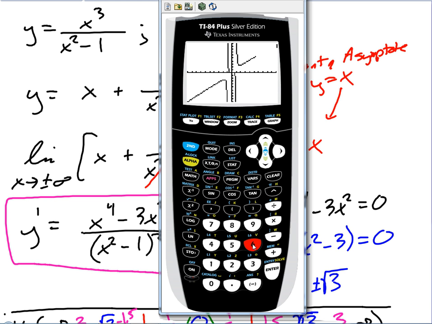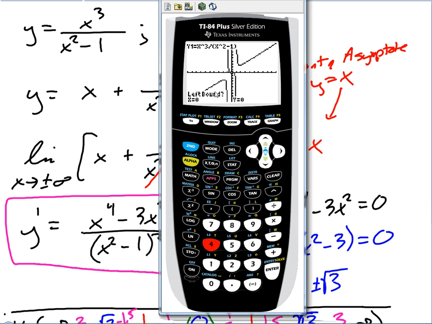If I want to find a maximum or a minimum, here's what I can do. I can go second calc, and let's say we want to find the left maximum. I just go down to 4. Do you guys know how to do this? Have you done this before? I just go down to maximum, and then I'm going to pick a left boundary and a right boundary and a guess. So I'm just going to, and I can type in a number.